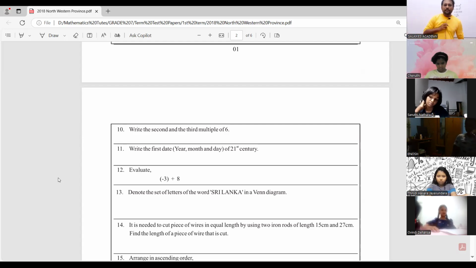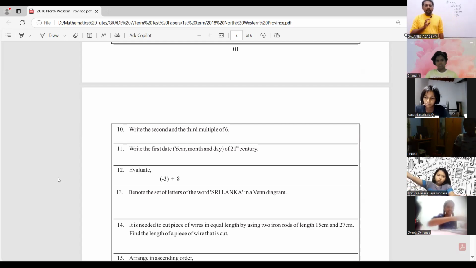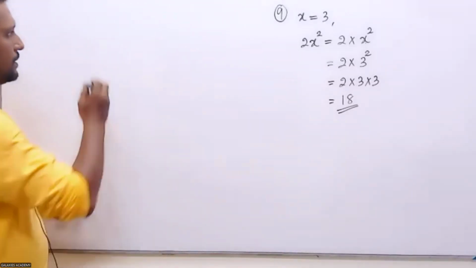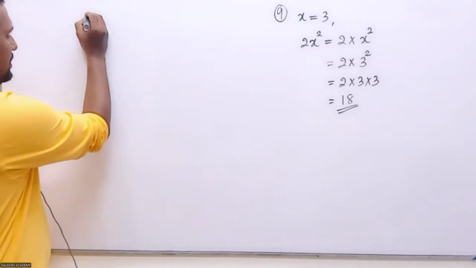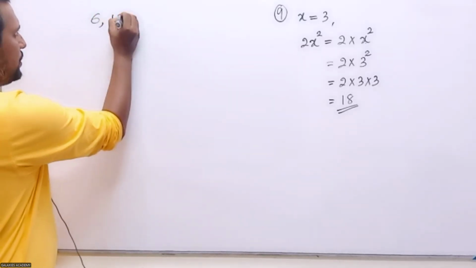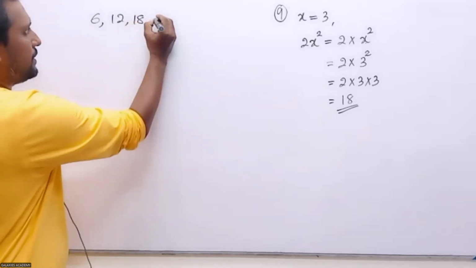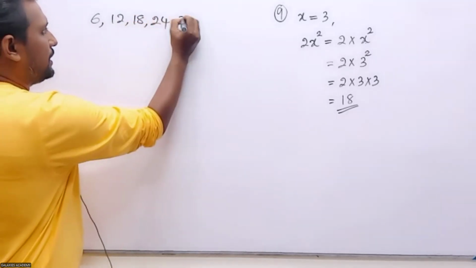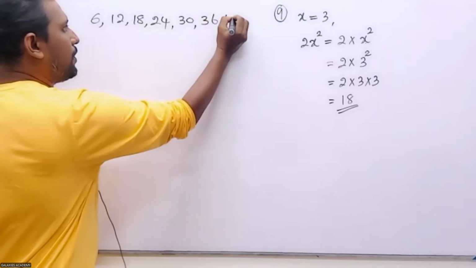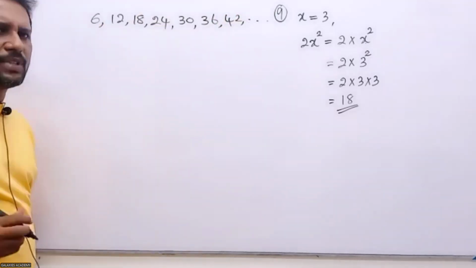Right, the 10th one given: write the second and third multiple of 6. You know the multiples of 6. What are the multiples of 6? I can write several terms: 6, 12, 18, 24, 30, 36, 42, right? Like that, a lot of terms I can write.